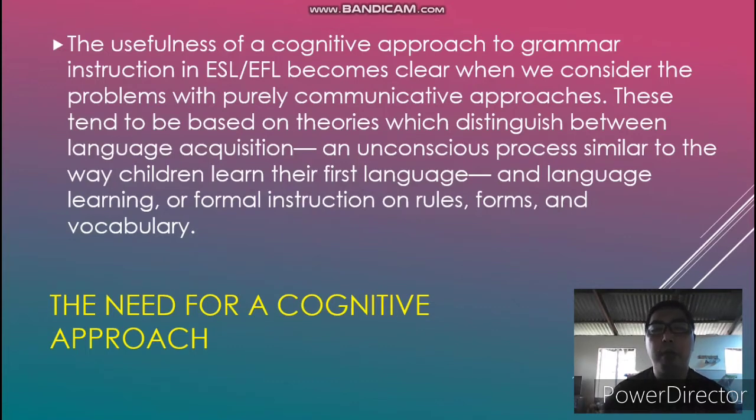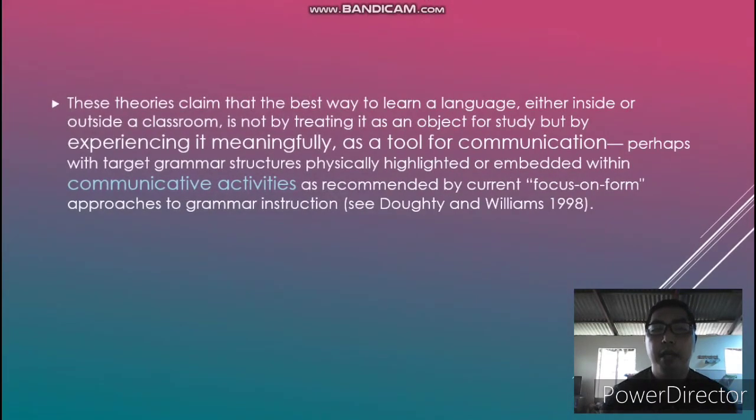So there is an interaction between the unconscious process of language acquisition and language learning, which is formal instruction on rules, forms, and vocabulary. So therefore, we should take note that it's not just the natural process. There is also a need for formal instruction. There should be interaction between the two. These theories claim that the best way to learn a language, either inside or outside a classroom, is not by treating it as an object for study. We should not treat it as an object of study, as a mere subject, but by experiencing it meaningfully.